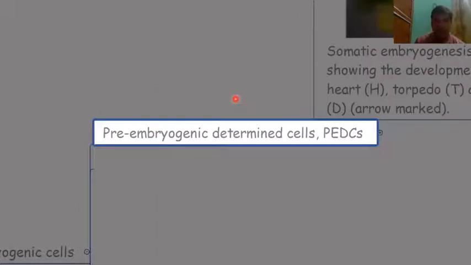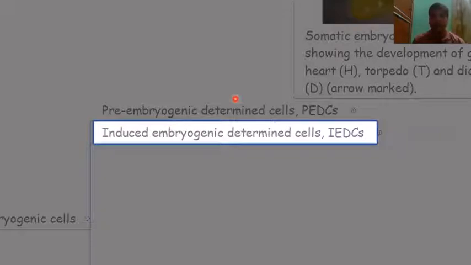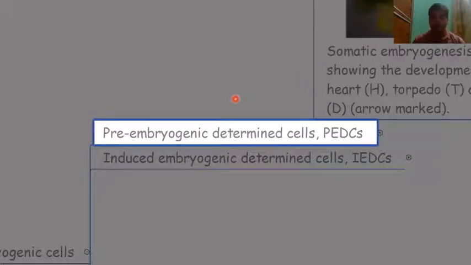Now let's further discuss the types of embryogenic cells. You must be wondering whether there are different types of cells. If yes, there are different types of embryogenic cells. These are the two types: pre-embryogenic determined cells, or PEDCs, and the induced embryogenic determined cells, or IEDCs. So what are these PEDC and IEDC? You can easily guess the features of these cells by their names.